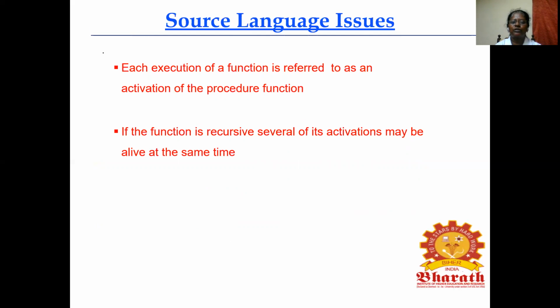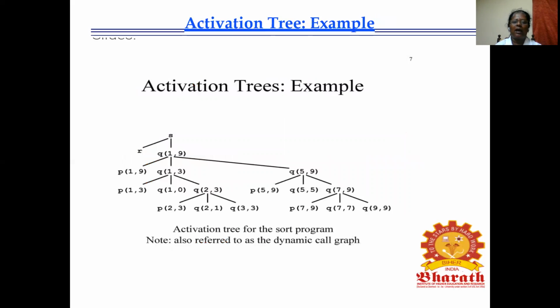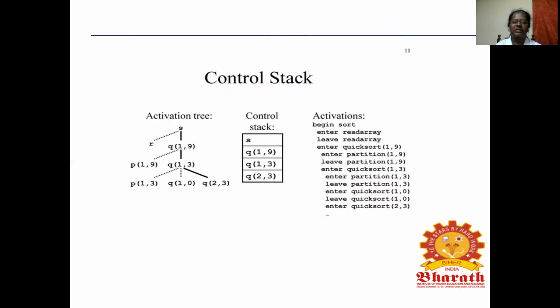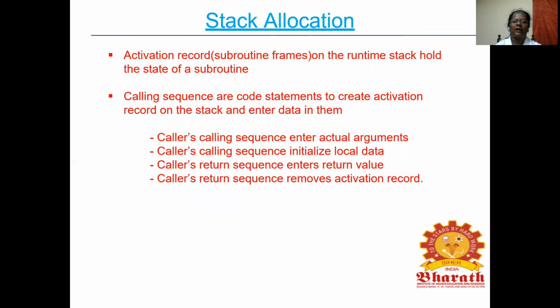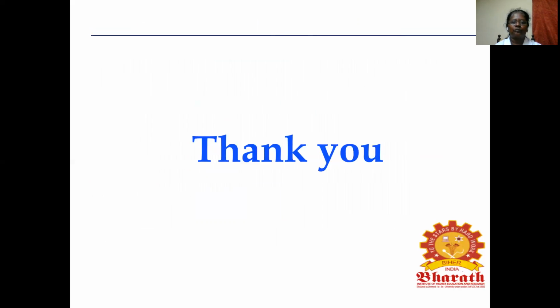Then source language issues. An execution of a function is referred to as an activation of the procedure or function. If it is recursive, the activations may be alive at the same time. So this is the runtime environment. What actions are done during the runtime environment? Up to this point we have seen compiler design and the runtime environment. We'll finish it off here. Thank you.